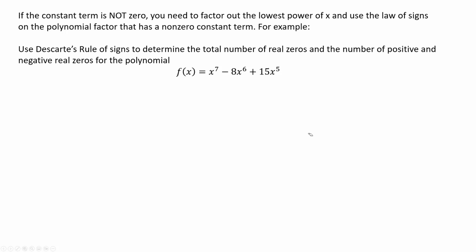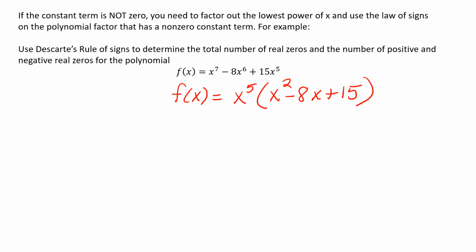Okay, I wanted to mention what you do if you don't have a constant term, because remember, to use Descartes' rule of signs, you have to have a constant term, and this polynomial right here does not have a constant term. So what you have to do is factor out the lowest power of x so that what you have left over does have a constant term. So f of x equals x to the 5th times x squared minus 8x plus 15.